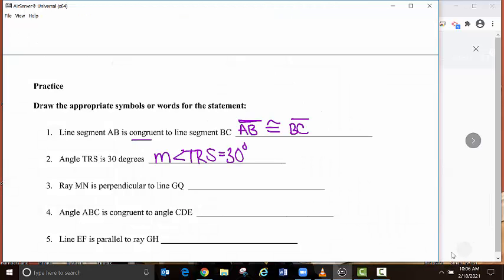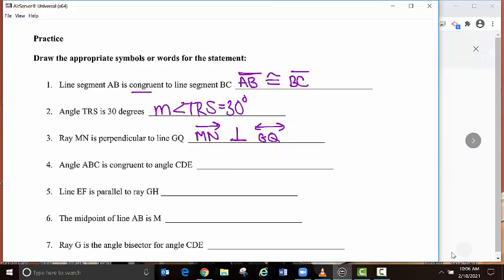Ray MN is perpendicular to line GQ. Okay, that picture would look something like this. Here's GQ, and here's MN, and they cross at 90 degrees. So that's the picture. Okay, you don't need the picture, but that's what they're saying.